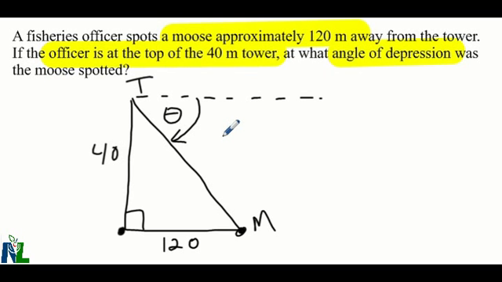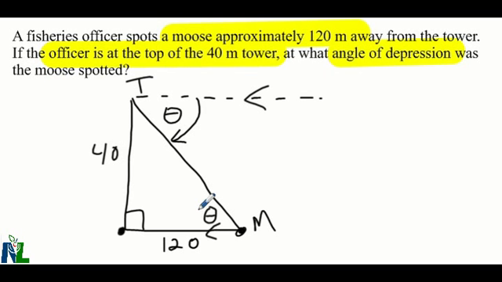Using parallel lines and alternate angles, we realize that the angle inside the triangle here is the same as the angle of depression. Some people call that particular angle, the moose looking up at the fisheries officer, the angle of elevation. We're going to call it theta. So for us, we look at that angle theta as our reference angle.